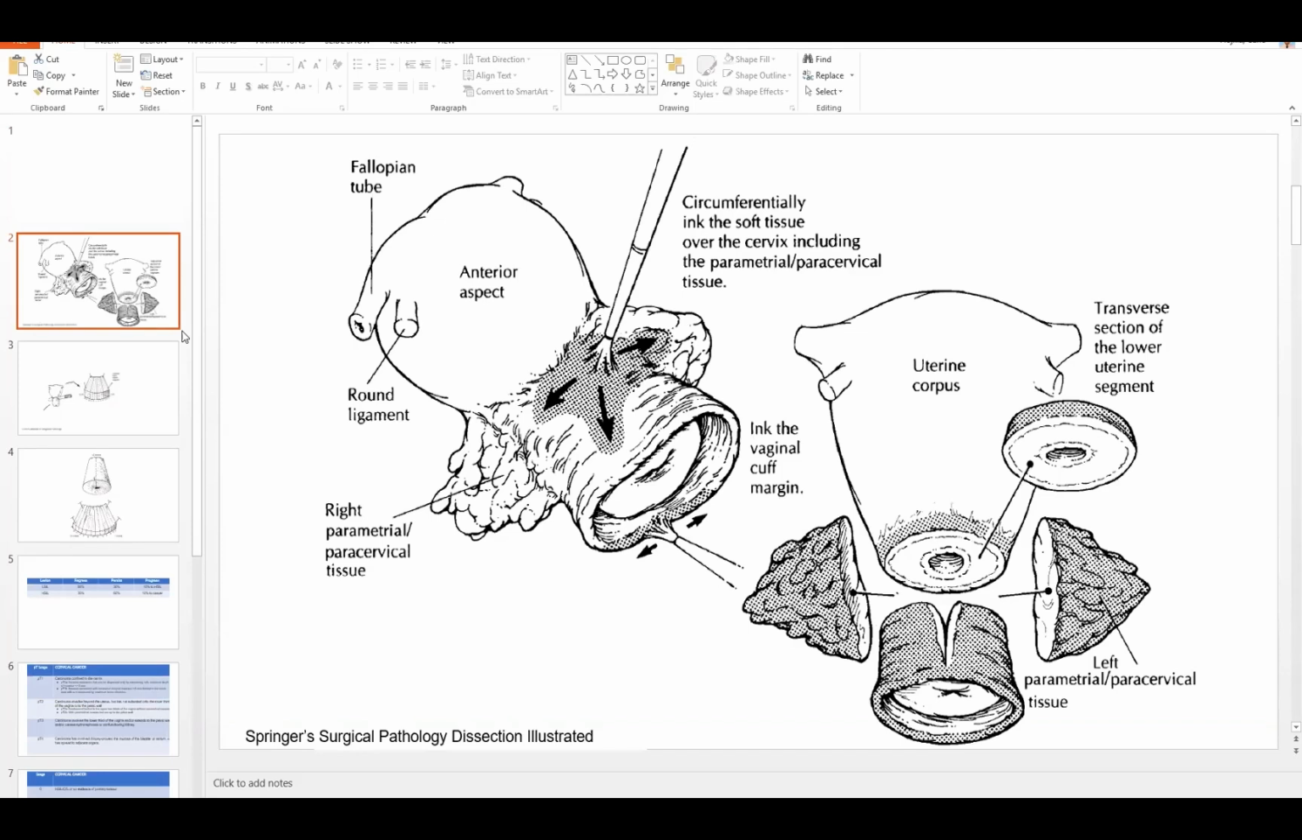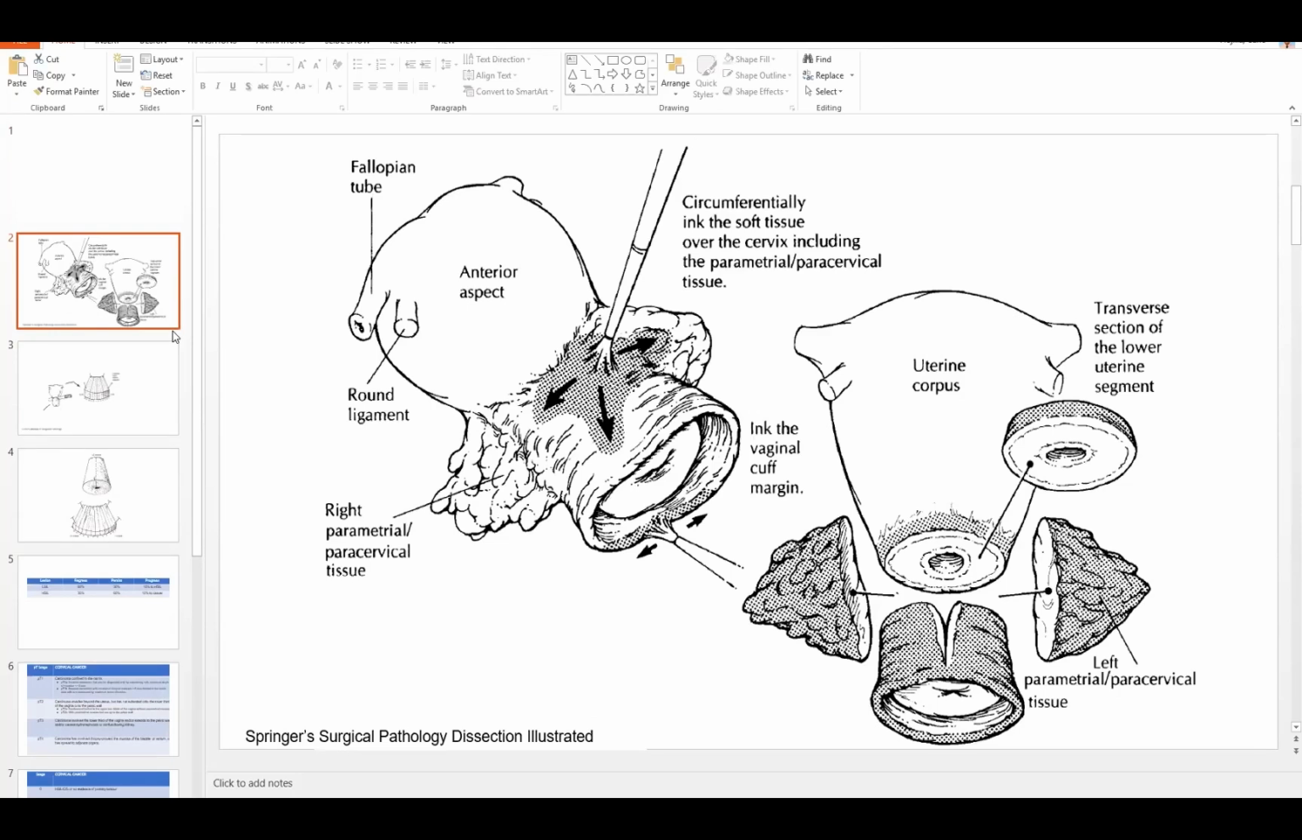This is a nice diagram from Springer's surgical pathology dissection. You can see here that the parametria is this kind of soft tissue on the lateral sides of the paracervical margin. If this was a radical hysterectomy for cervical cancer, we would transect both the right and left parametria and refer to them as such, right and left. Additionally, we would section through that parametria and submit it in toto.